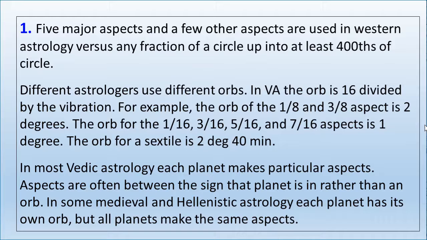Now, there is some similarity here between Jyotish and medieval and Hellenistic astrology, because in many forms of medieval and Hellenistic astrology, I say forms because there's always a lot of variety. In some variations of medieval and Hellenistic astrology, each planet has its own orb. So Mercury may have an orb, say 6 degrees for all 5 aspects, and maybe Venus has an orb of 7 degrees. I don't remember the orbs different medieval astrologers use, but that's a curious idea.